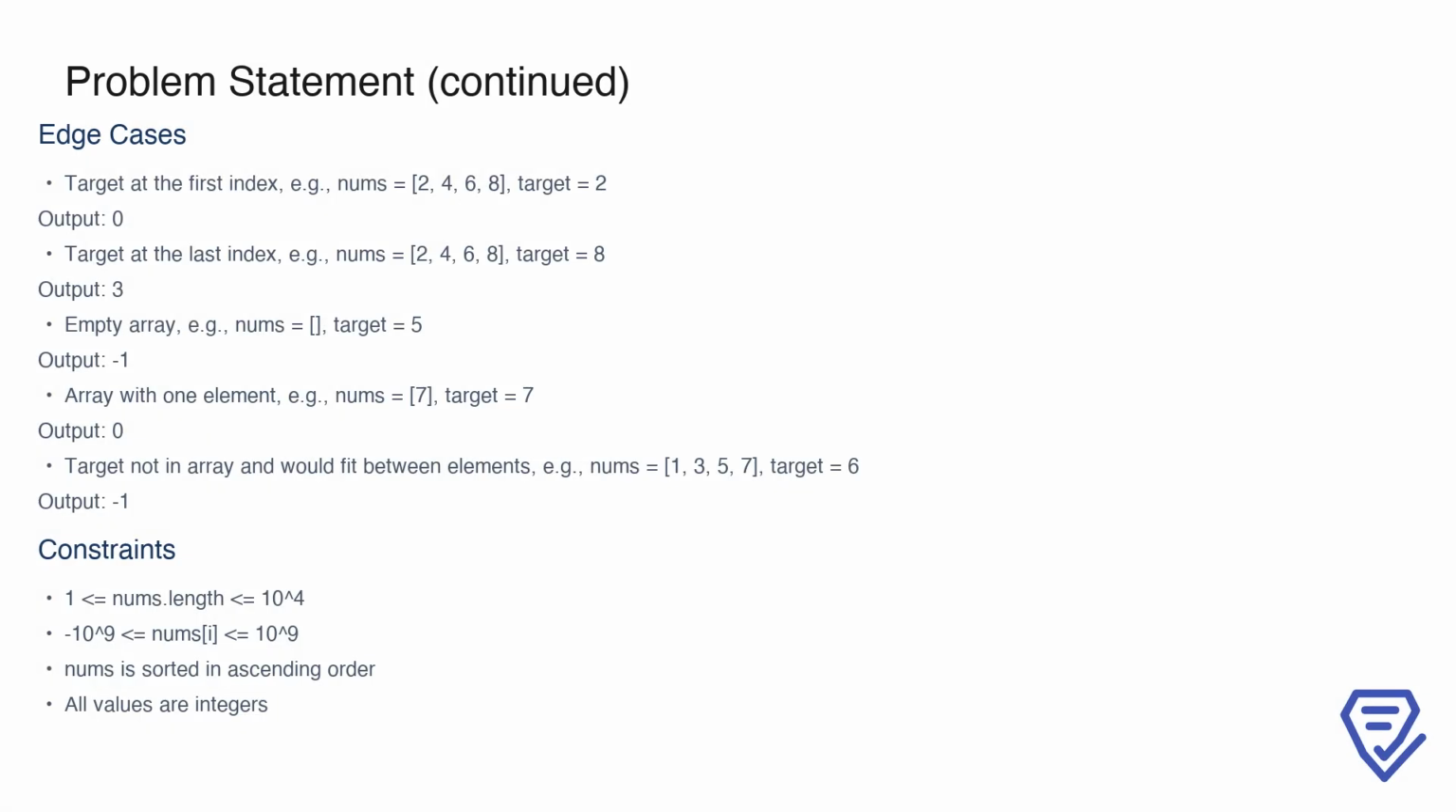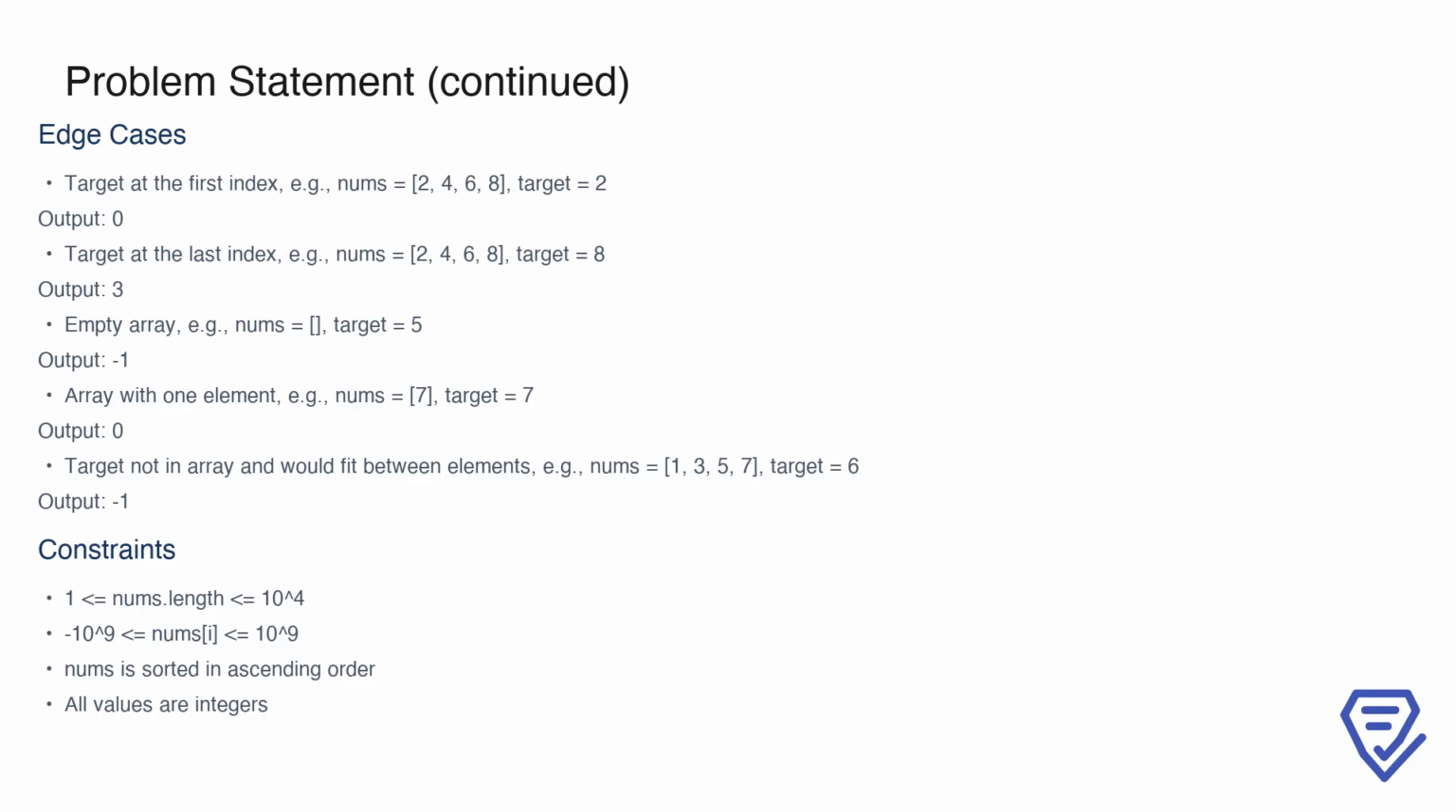Moving on, let's cover some important edge cases and constraints for LeetCode problem number 704. First, if the target is at the first index, such as 2 in 2, 4, 6, 8, we return 0. If the target is at the last index, such as 8 in 2, 4, 6, 8, we return 3. If the array is empty, any target should return -1, since no elements exist. When the array has just one element, if it's equal to target we return 0, otherwise -1.